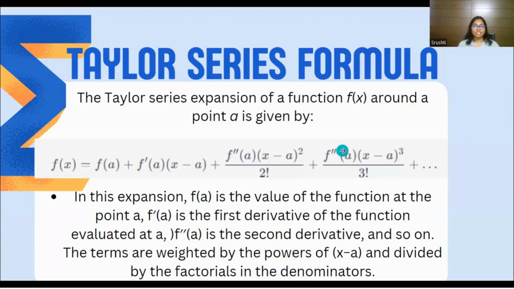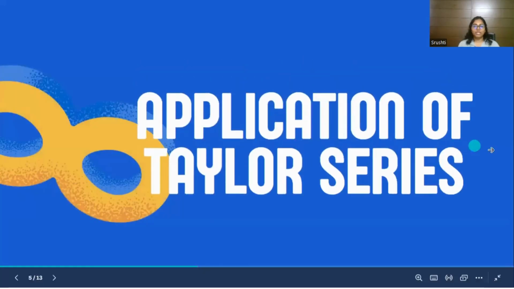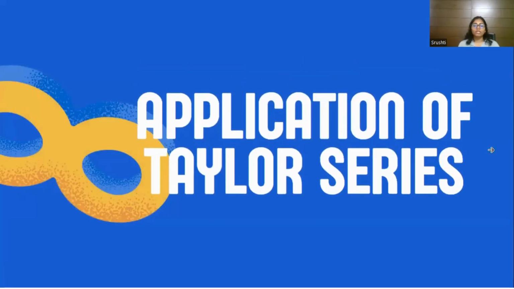In this expansion, f(a) is the value of the function at the point a. f'(a) is the first derivative of the function evaluated at a. f''(a) is the second derivative, and so on. The terms are weighted by the powers of (x - a) and divided by the factorials in the denominator. Now let's learn about the applications of Taylor series one by one.